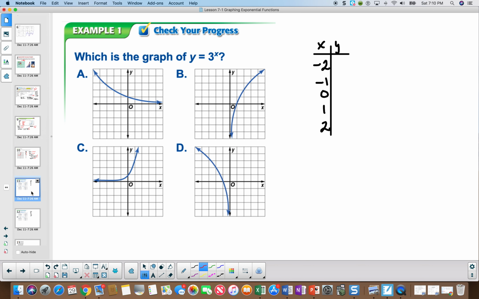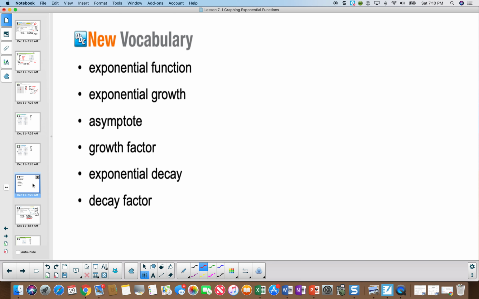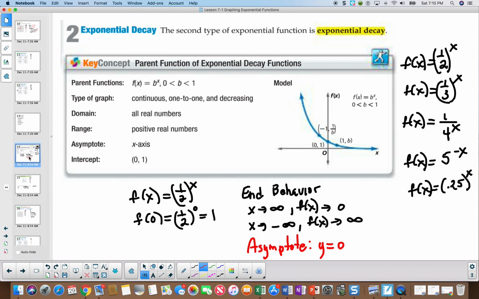Your turn. Stop the screencast and see if you can pick out the function. And here's the answer. I went ahead and substituted some points here so that I could find the graph and match it up. Here are some words that we're going to be covering: exponential function, exponential growth, asymptote, growth factor, exponential decay, decay factor. All right, let's move into a decay function.